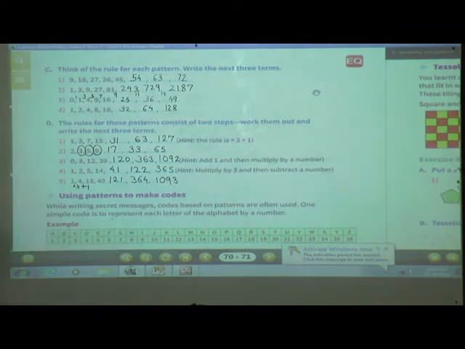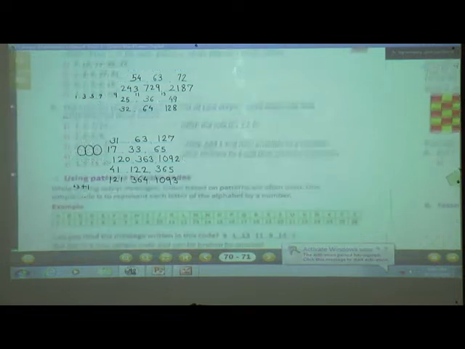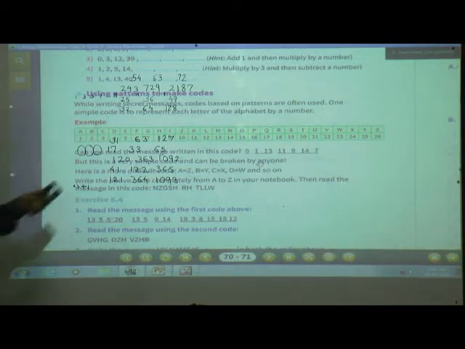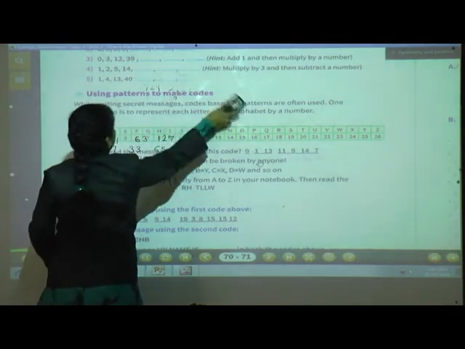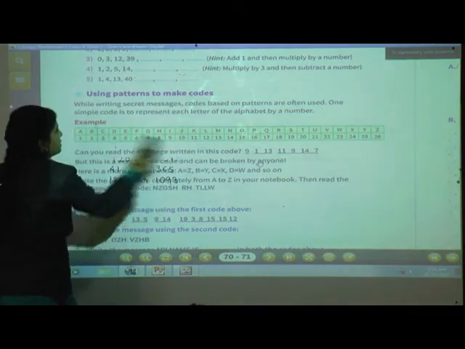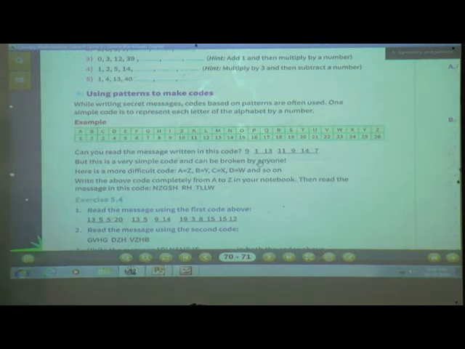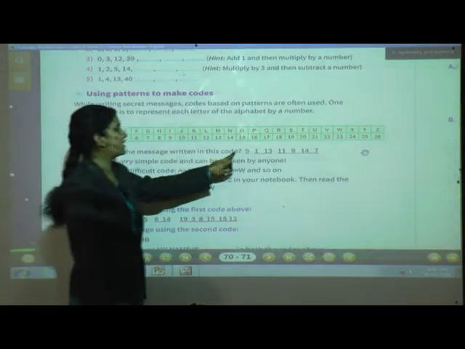Okay, so in this way you can solve the pattern. Now using patterns to make codes. See, while writing secret messages, codes based on patterns are often used. Okay, one simple code is to represent each letter of the alphabet by a number. See, here they have given one example. Here for the letter alphabets they have given the numbers. Can you read the message written in this code?